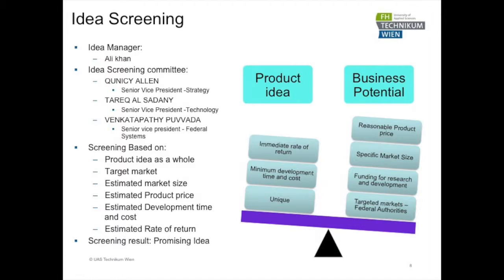There is an equal balance. When you check the balance, the product idea has immediate rate of returns, minimum development time and cost, and the idea is unique. Business potential is a reasonable product price, specific market size, funding for research and development is available, and the targeted market is federal authorities.